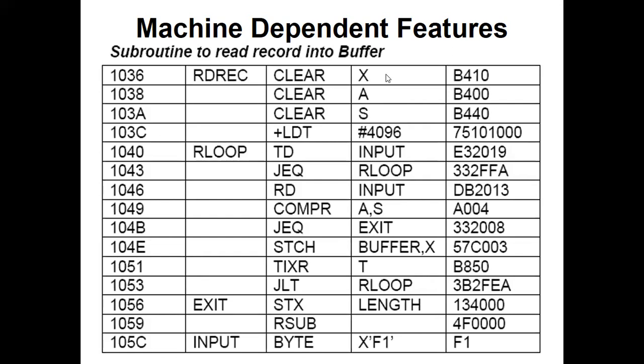Then we have these ones here, clear X. This is also format 2, like we said. The opcode of the instruction clear is B4. Then register X, its code is a 1. But because we have only one register, for the second register, we put a 0. So that instruction becomes B410. Then the next one is clear A. Again, the opcode for clear is B4. Register A is a 0. The second register is not there, we put a 0. Clear S, the opcode for the instruction clear is B4. Register S has got a code of 4, and we don't have a second register, we put a 0.